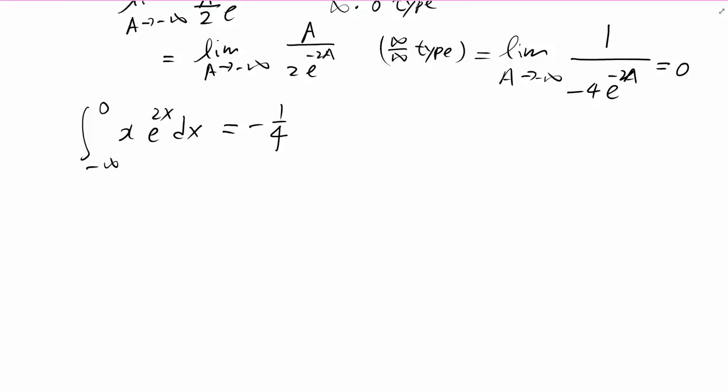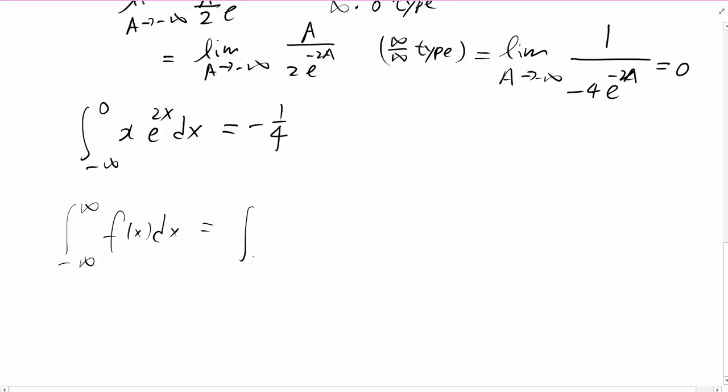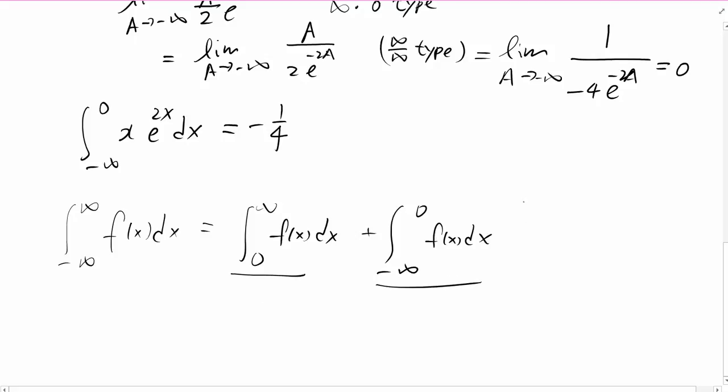But remember, this integral over here, if we have negative infinity to positive infinity of f of x dx, it's defined by two limits. First of all, you actually divide them into two integrals, one from 0 to infinity of f of x dx, plus another one from negative infinity to 0 of f of x dx. And we calculate these two improper integrals separately.